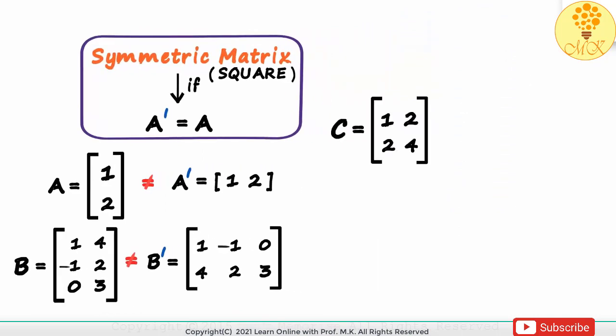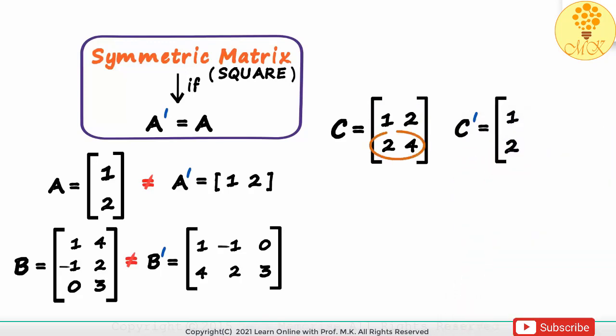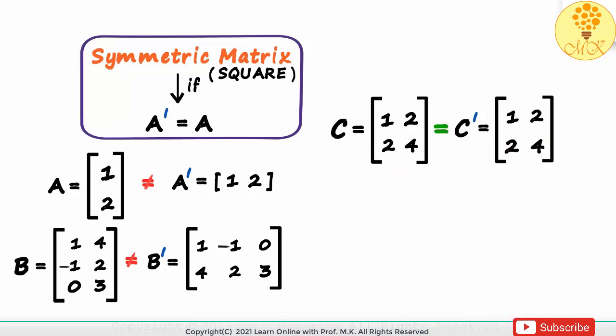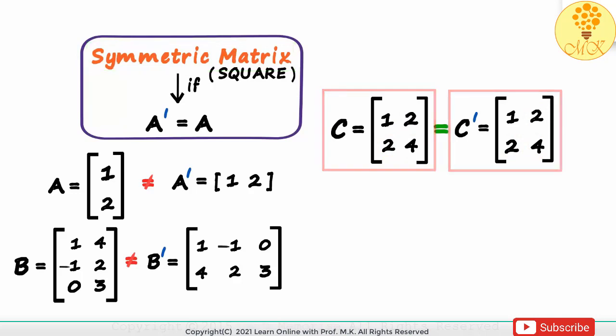Take matrix C for instance. 2 rows and 2 columns. This is a square matrix because its number of rows is equal to its number of columns. Is this a symmetric matrix? We find C transpose to know the answer. The first row becomes the first column, 1, 2, and the second row becomes the second column, 2, 4. Clearly the two matrices are equal. Same order and the corresponding elements are equal. 1 and 1, 2 and 2, 2 and 2, 4 and 4. Matrix C is a symmetric matrix as its transpose is equal to itself.